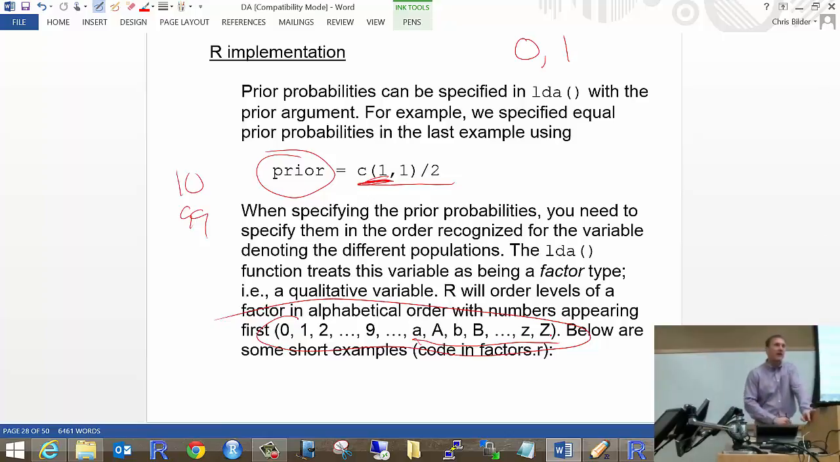So for example, if you had as the variable in your data set that denotes the two different populations two levels, a lowercase b and an uppercase B. I don't know why someone would do this, but let's say it was that. It would treat population 1 as the lowercase b, population 2 as uppercase B. Okay? No, 10 would be less.